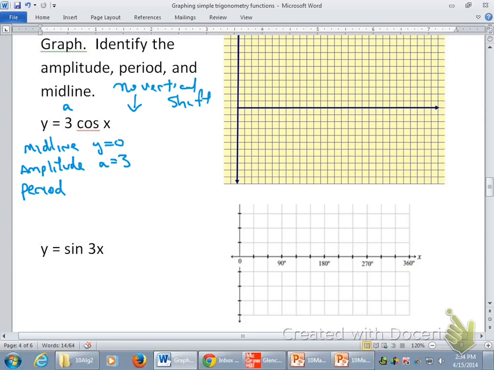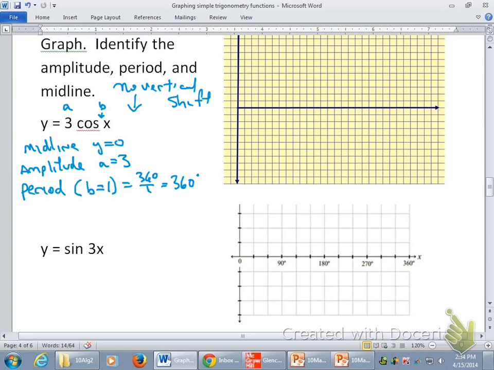For the period, what I need to do is identify the B. What's the B? Remember, B is right in front of the X. B is right here. What is it? It's 1. So that's going to be 360 divided by 1, which is 360. So in other words, this is a plain old normal graph, other than the amplitude.